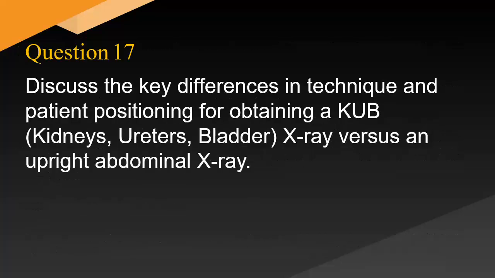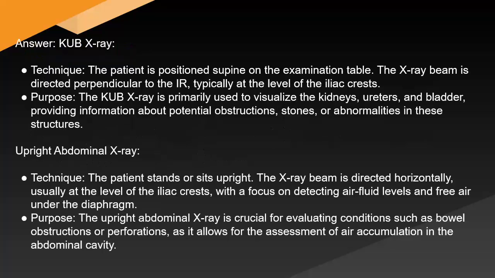Discuss the key differences in technique and patient positioning for obtaining a KUB, kidneys, ureters, bladder, X-ray versus an upright abdominal X-ray. Answer: KUB X-ray. Technique: the patient is positioned supine on the examination table. The X-ray beam is directed perpendicular to the IR, typically at the level of the iliac crests. Purpose: the KUB X-ray is primarily used to visualize the kidneys, ureters, and bladder, providing information about potential obstructions, stones, or abnormalities in these structures.